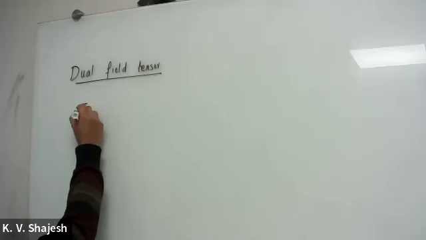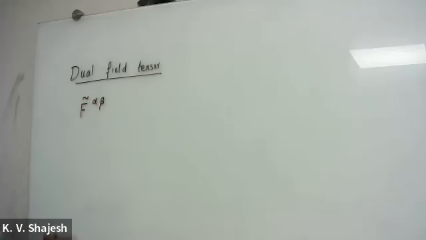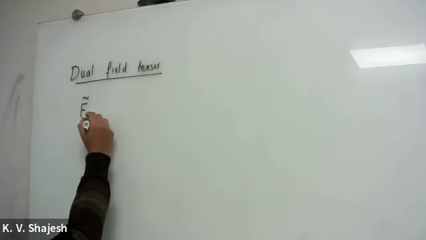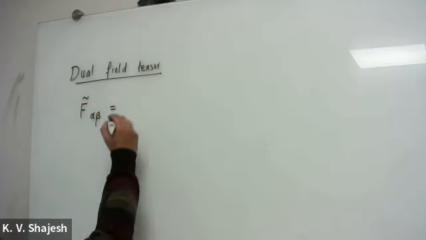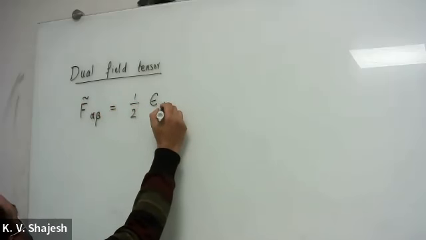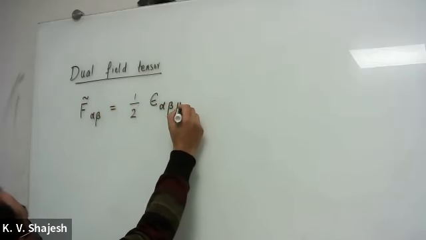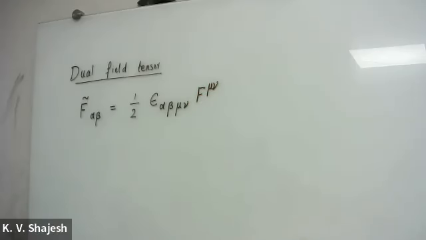That's F tilde alpha beta. Well, let me put it downstairs. So subscript alpha beta will be equal to 1/2 epsilon alpha beta mu nu F mu nu. That's a Levi-Civita symbol in 4 dimensions.